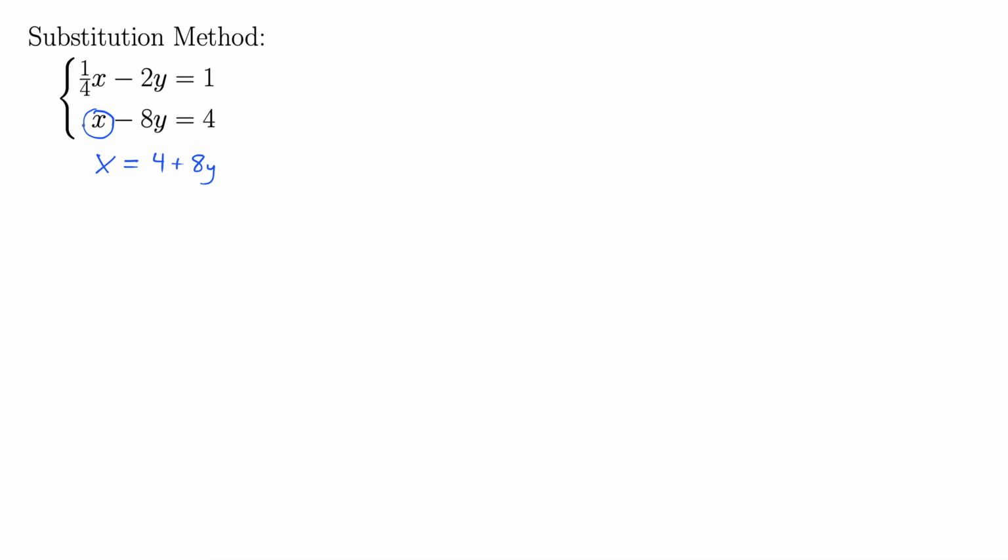Okay, and then I'm going to substitute that into the other equation right up here. I'm substituting that x in for this x, and I'm careful to put parentheses around this because this 1/4 gets multiplied to all of x, but x is 4 plus 8y. So I'm going to include those parentheses. So this top equation now becomes 1/4 times the quantity 4 plus 8y, and then minus 2y equals 1.